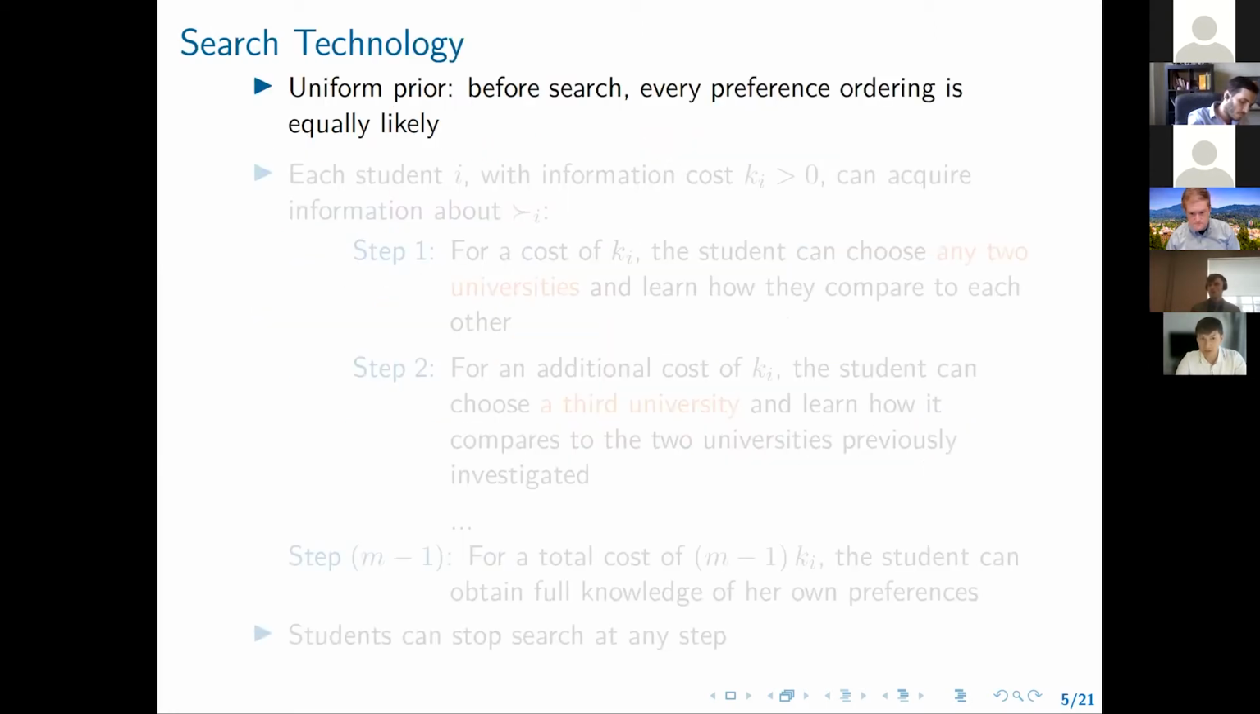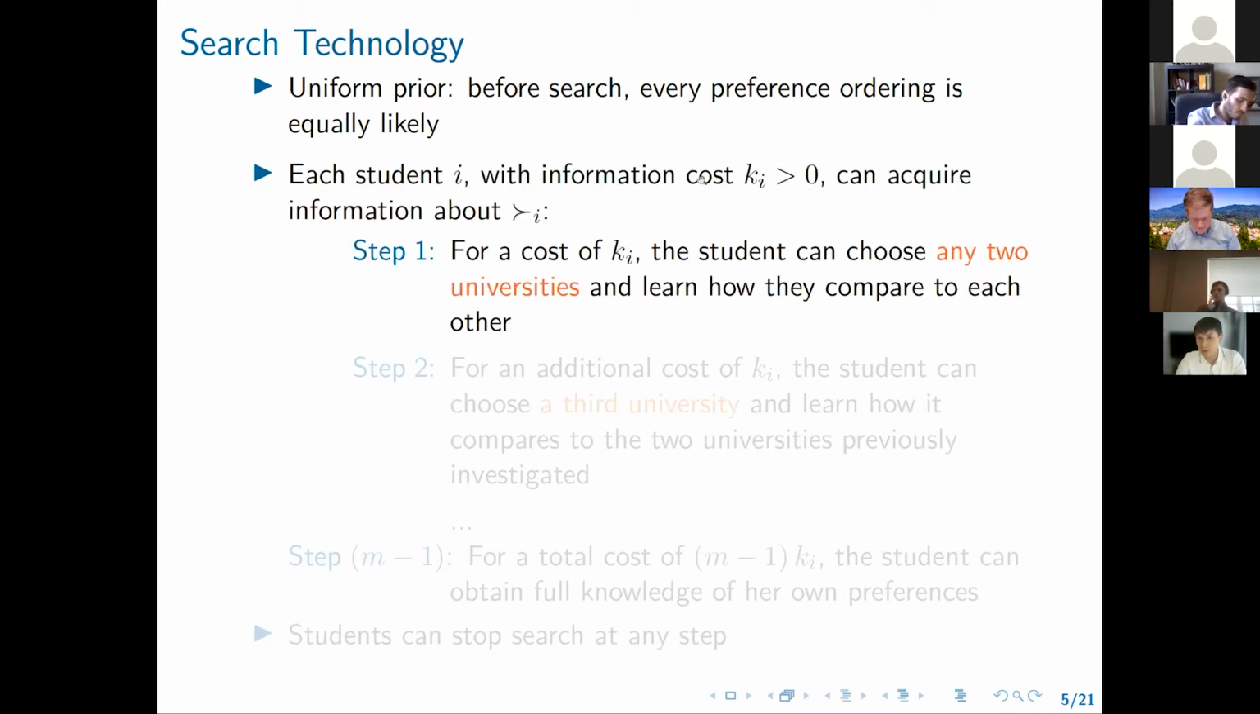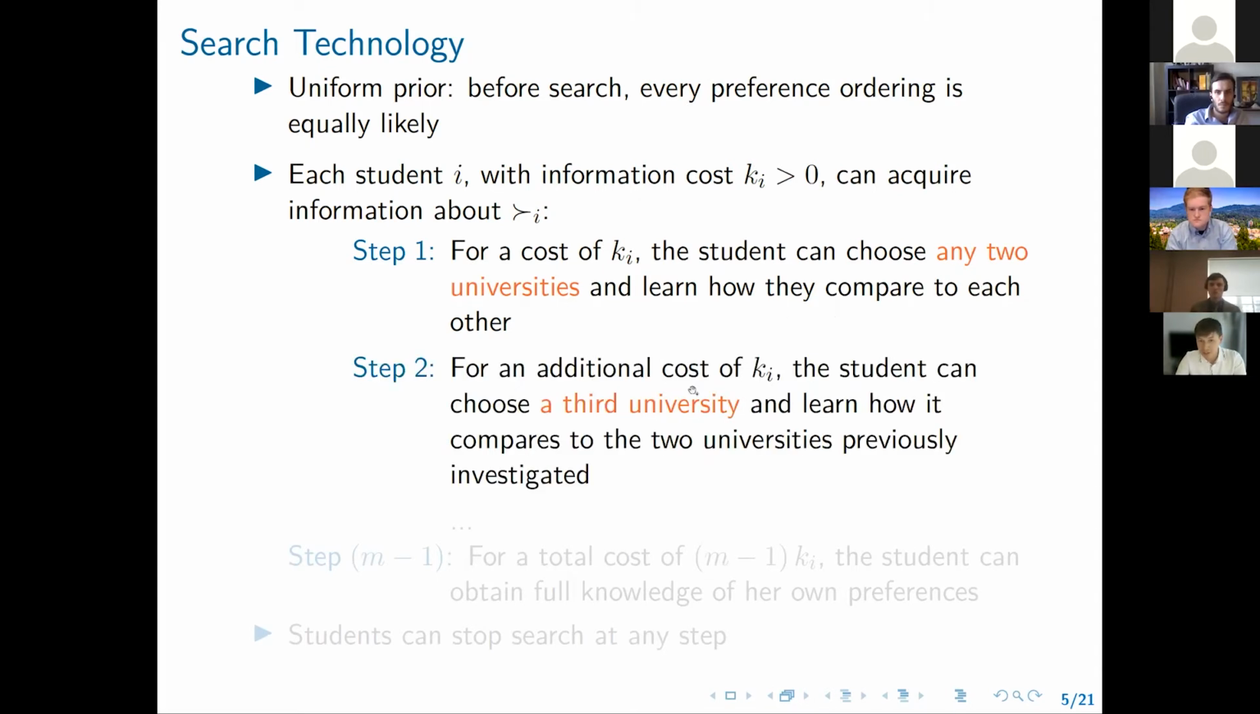And the search technology then works as follows: starting from a uniform prior, when they know that every ordering is equally likely, students can pay some positive cost to compare universities and to learn something about their preferences. First, they can compare two universities and learn the relative ranking of these. So for instance, they know that one university is better than the other. For an additional K, they can add a third university to this incomplete ranking. So they will know a relative ranking of 3 universities and so on.